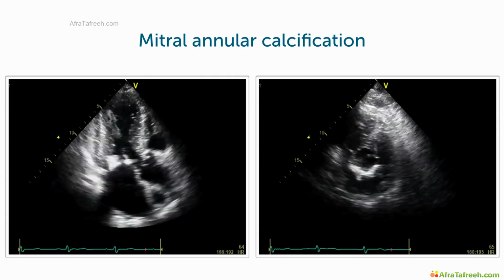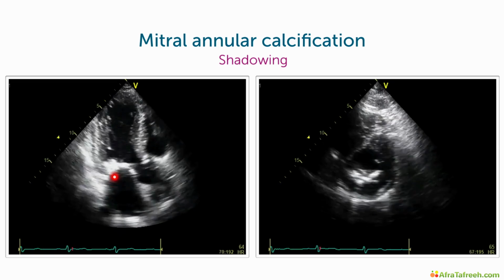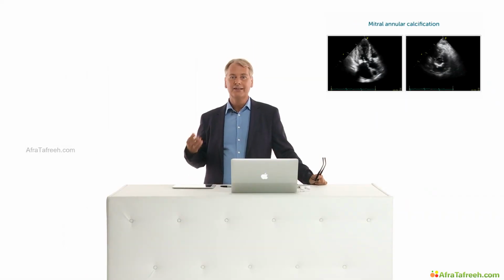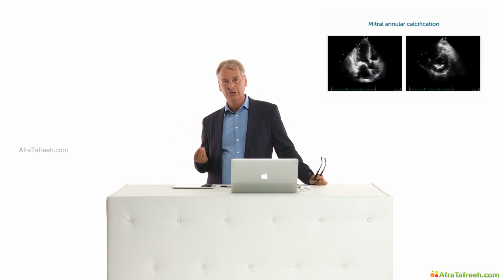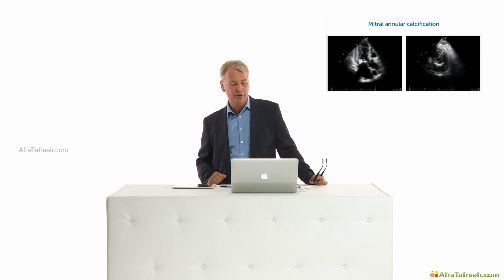You would have shadowing behind this calcification, and the degree of calcification can vary greatly. Especially if your patients get older, you will have infiltration of this calcification also into the myocardium. So you can see that parts of it reach into the myocardium as well. We'll talk about a specific form of mitral annular calcification in a later section of this chapter.